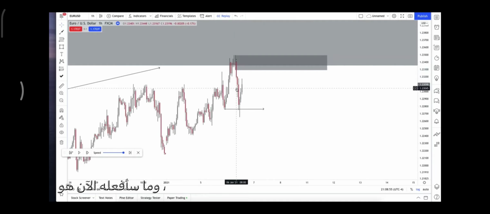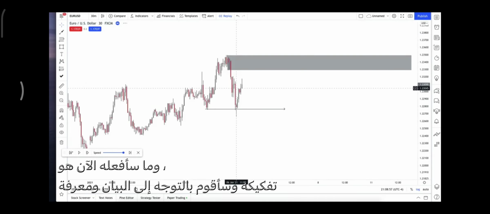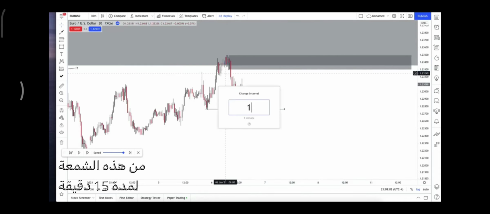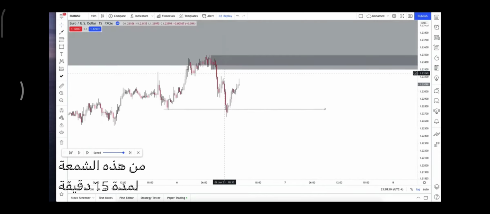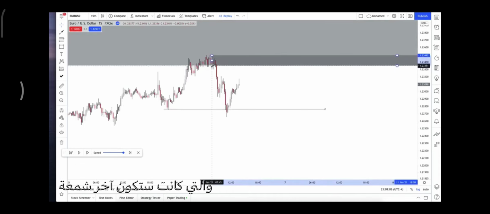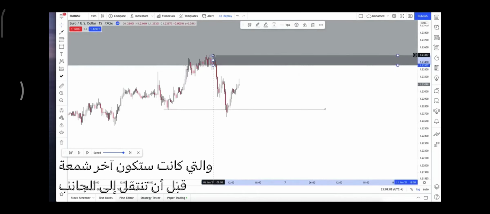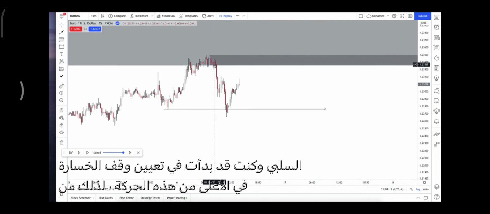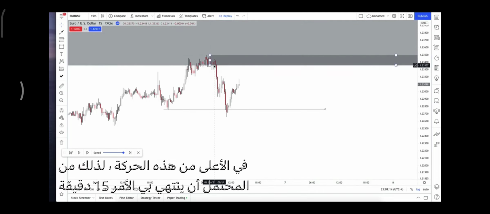And now what I'll do is break it down. I'll head over to the 30-minute and see if I can refine it to anything. We can go off this candle. 15-minute. Beautiful. That would have been the last candle before that move over to the downside. And I'll set my stop loss at the top of that move. So I'd potentially enter off that 15-minute.